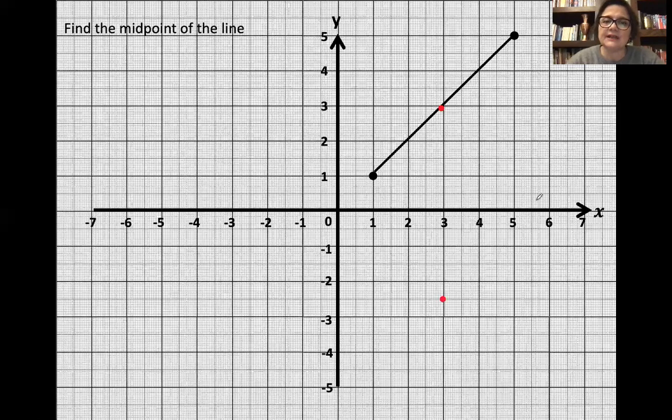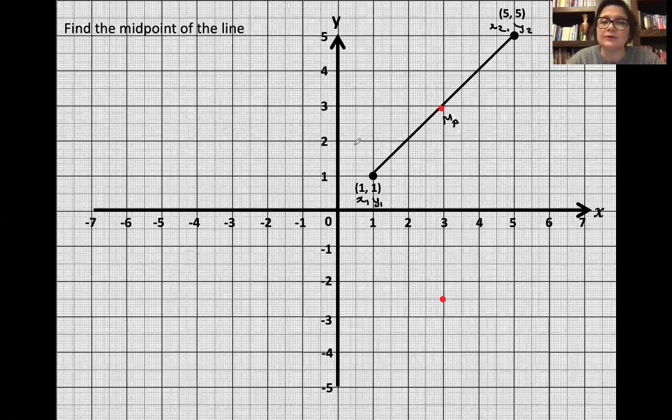We have the coordinates of the beginning of the point is 1, 1, and the coordinates of the end of the point is 5, 5. We need to find the coordinates of the middle point, which I'm going to call MP, right? Now, before I begin, I'm going to label the coordinates of the beginning of the point as x1, y1, and the same thing with this one. This one is going to be, of course, x2, y2, just like that, right?